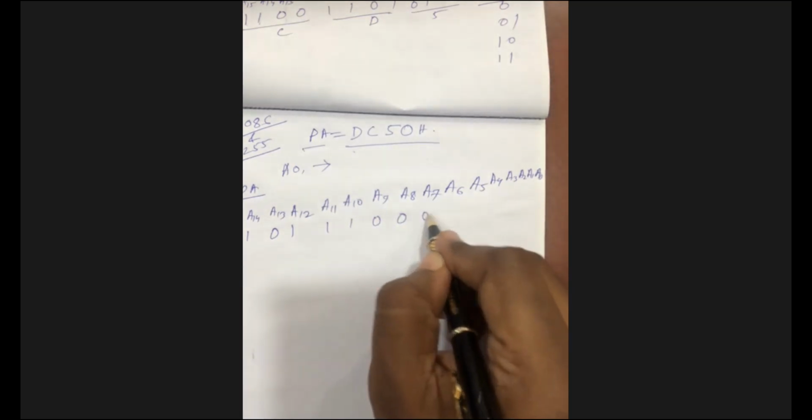So next, what will be the address? DC50. What is the DC? 1101, that is D. 1100, that is C. Then 50 is 0101 0000. Okay, so this is the address of port A.